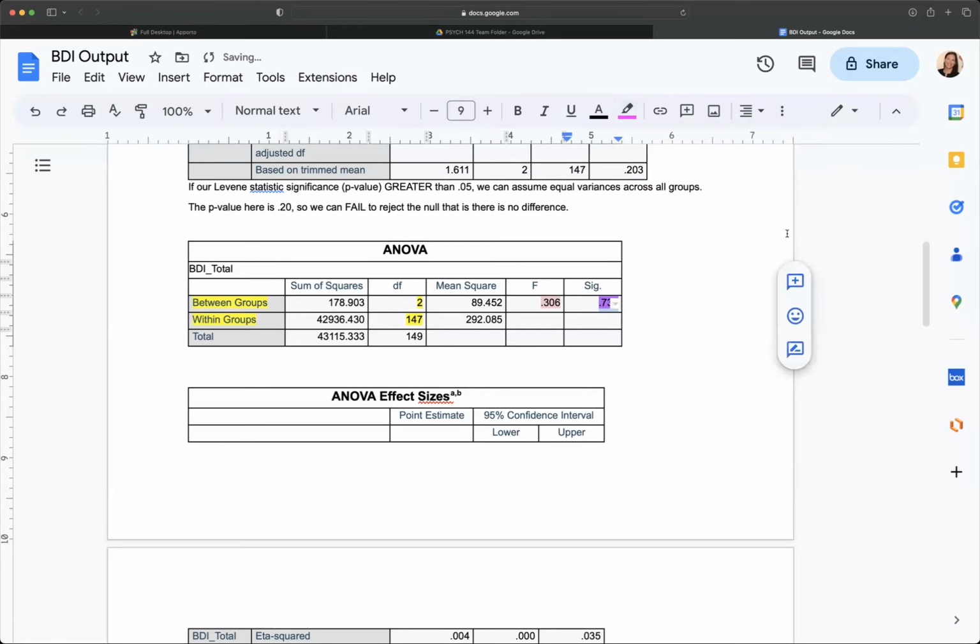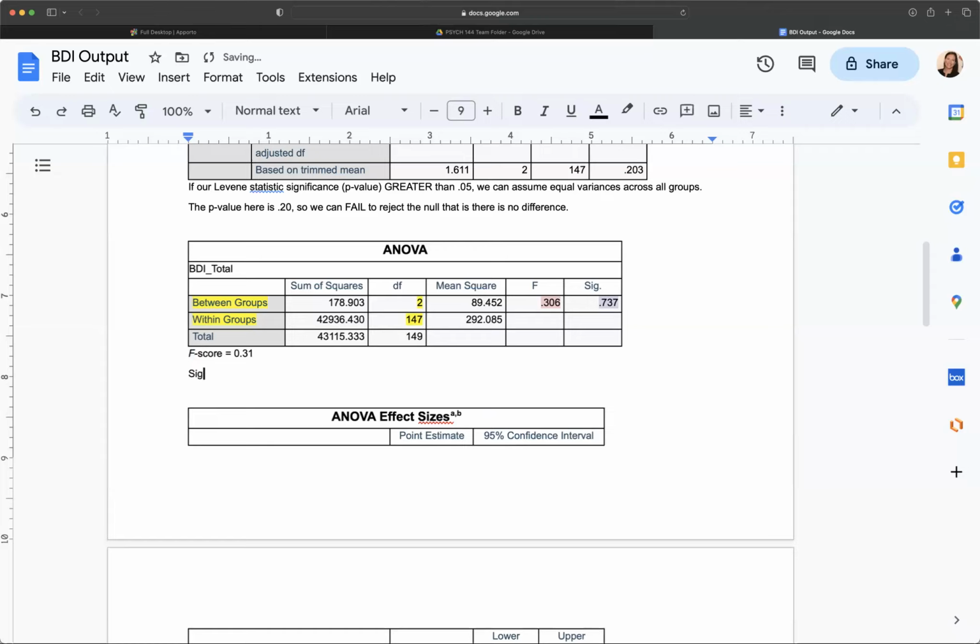I'm running out of different colors. Let's see. No, it's too close, like purple. There we go. So here, what we can say is that our F value, or our F score, equals 0.31. It can exceed one, so you would put a leading zero here. So we know our F. And then we have our significance, our p-value. P-value equals 0.74. That's huge.